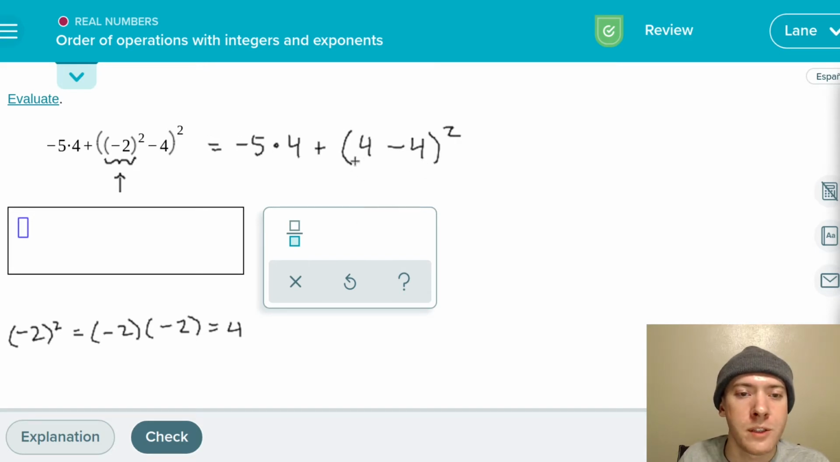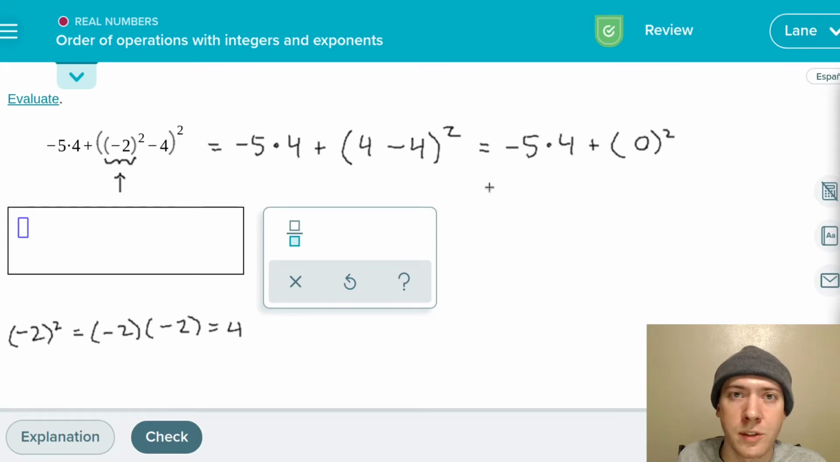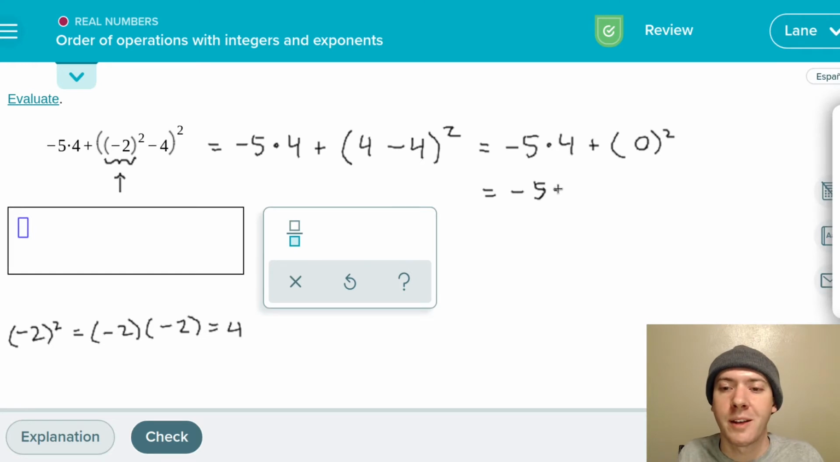Now I'm going to rewrite this expression, but I'm going to replace that part with a 4, okay? All right, now let's work out what's inside this pair of parentheses. 4 minus 4 is 0, right? So I'm going to rewrite this, but I'm going to replace the contents of this pair of parentheses with a 0. Okay, my next step would be to square 0, to apply this exponent to the 0 here. 0 squared is just 0, so next I would write -5 times 4 plus 0.